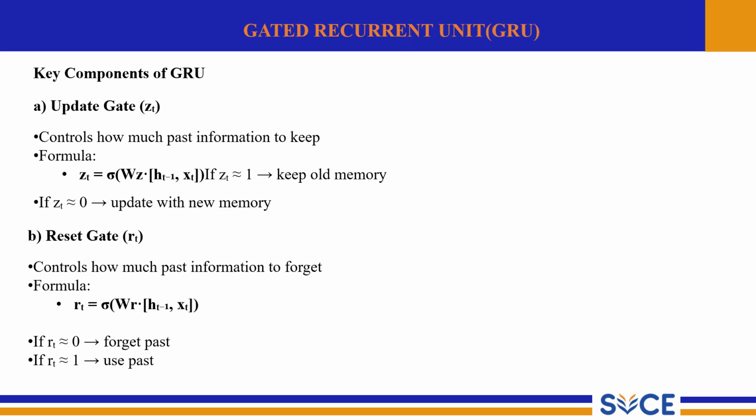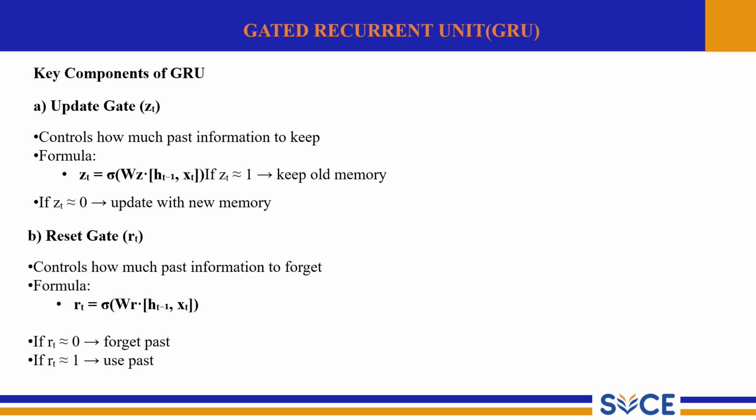Next one is the reset gate. The reset gate controls how much of the past information should be forgotten or ignored when computing the new candidate state. So its formula is RT equal to sigma of WR times [HT-1, XT]. Here WR is the weight matrix for the reset gate. The rest of the terms are similar to the update gate.